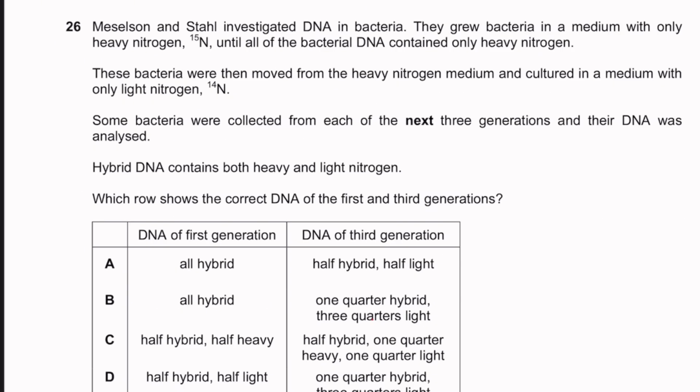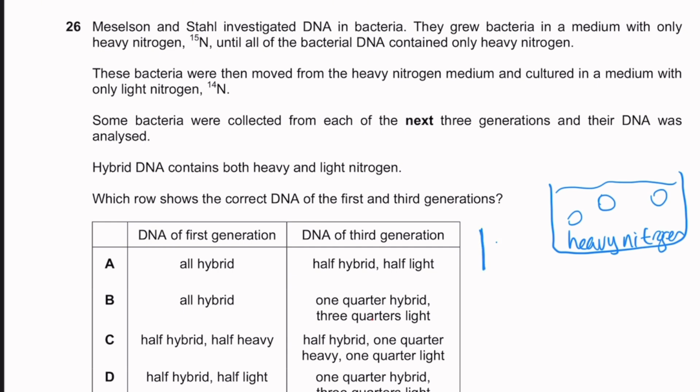Okay, the first generation. Let's imagine how the experiment will go. So basically we have a medium which contains heavy nitrogen, and we have a bunch of cells in it. So we have cells here. How does the DNA of these cells look? It looks something like this. We have 2 DNA molecules as part of the chromosomes, and they're going to be basically entirely made of heavy nitrogen. Now take one of these cells and put it in another medium.